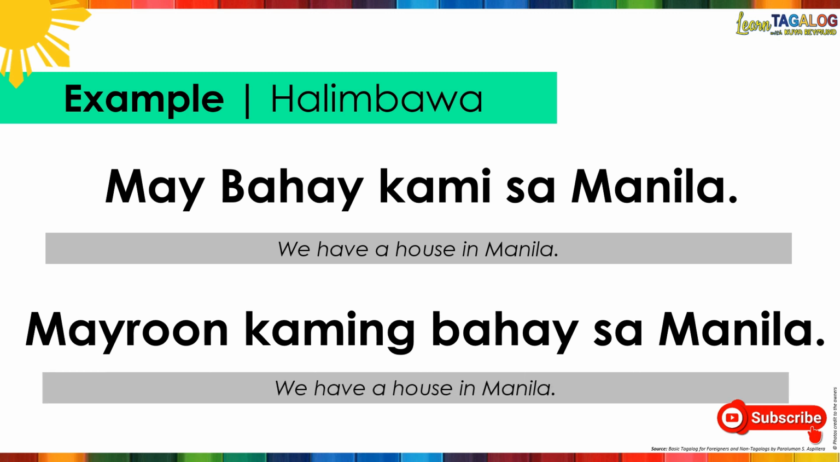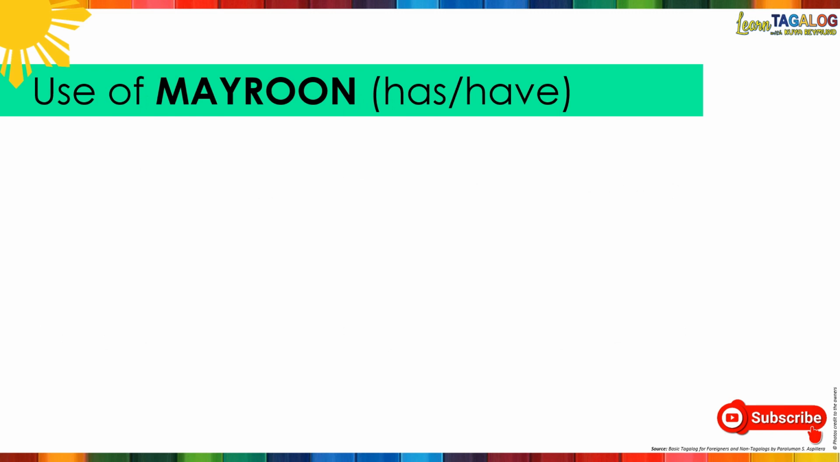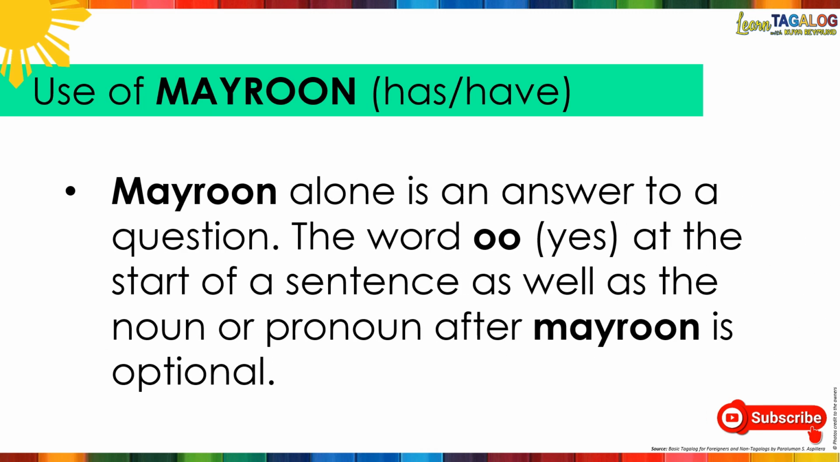May bahay kami sa Maynila. Mayroon kaming bahay sa Maynila. Another use of meron is that this alone is an answer to a question. So the word meron or mayroon alone is an answer to a sentence already. So the word oo, which means yes in English, at the start of a sentence, as well as the noun or pronoun after meron is just optional.